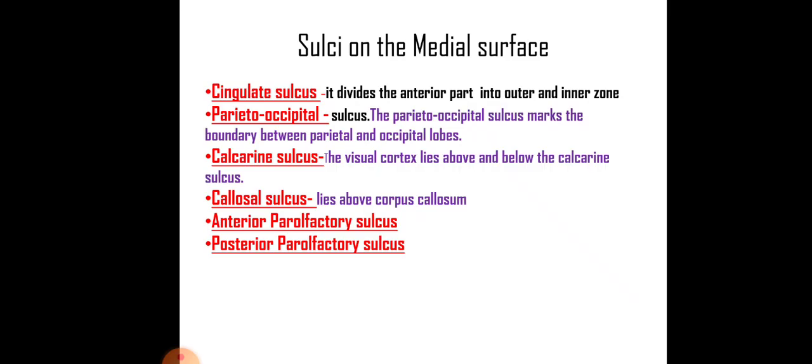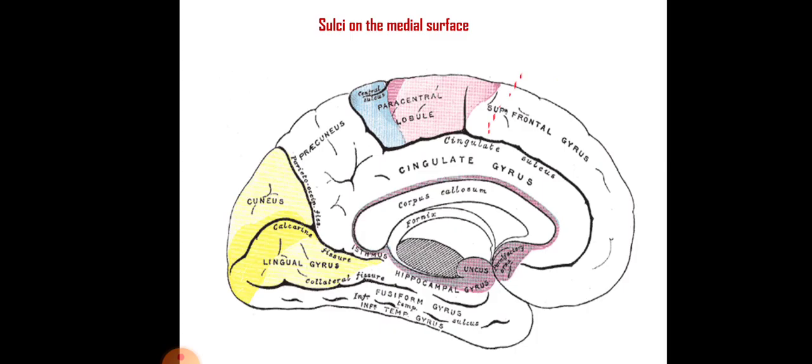Then the sulci on the medial surface, we have cingulate sulcus which divides the anterior part into outer and inner zone, the parieto-occipital sulcus which marks the boundary between the parietal and the occipital lobes, then the calcarine sulcus. The visual cortex lies above and below the calcarine sulcus. So the calcarine sulcus lodges the visual cortex. Then callosal sulcus, it lies above the corpus callosum, that is why it is named as callosal sulcus. Other sulci are anterior parolfactory and posterior parolfactory sulcus.